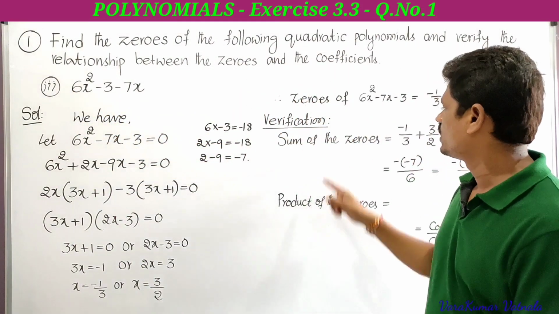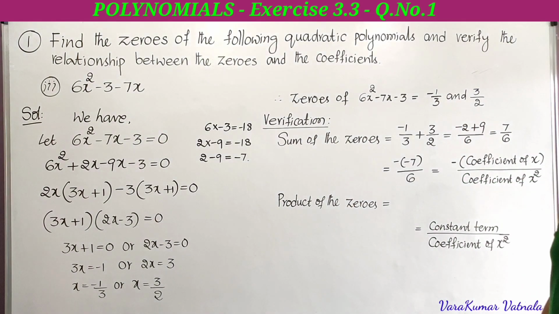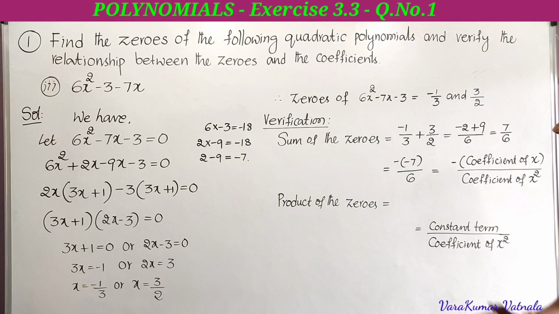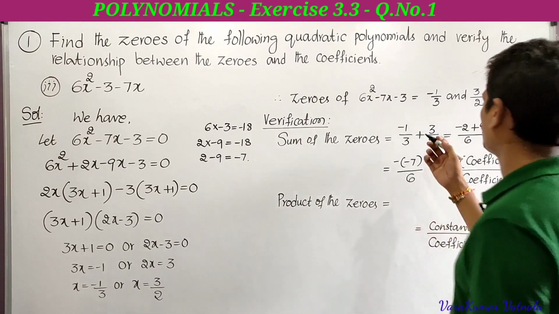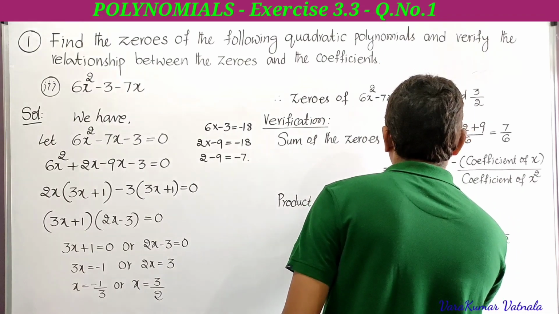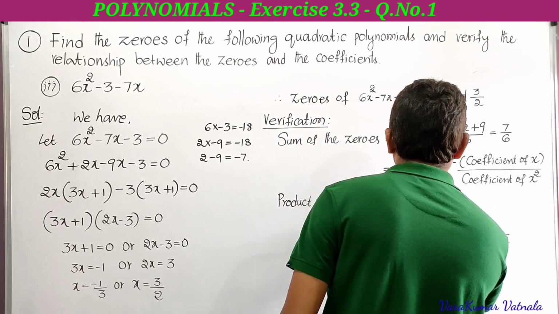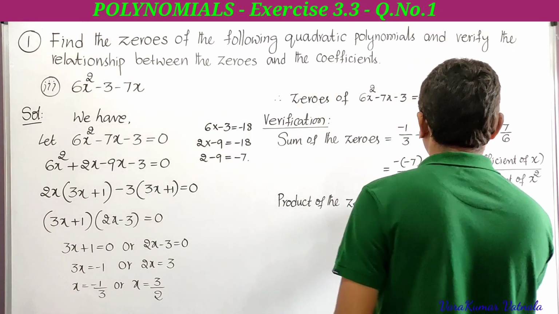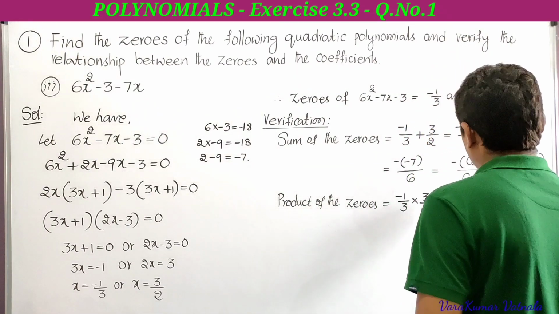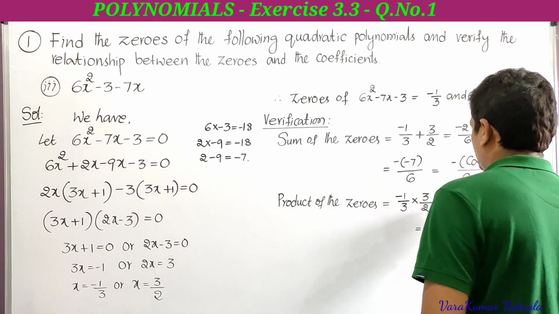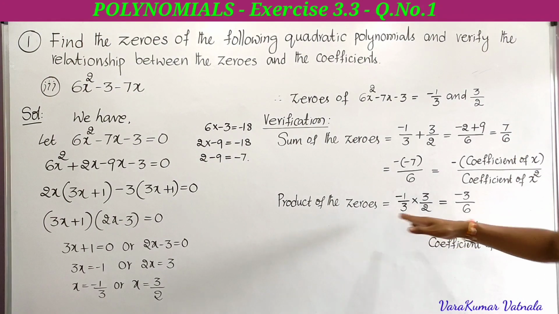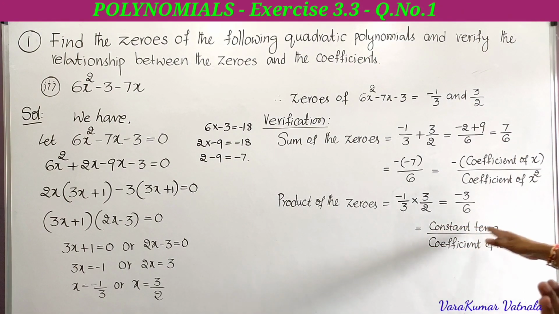Coefficient of x square. So sum of the zeros is equal to minus of coefficient of x divided by coefficient of x square. In the same way, you have to find the product of the zeros. So the product of the zeros is equal to minus 1 by 3 into 3 by 2. So minus 1 into 3 is minus 3, divided by 3 into 2, which is 6. So now here the product of the zeros is the constant term divided by coefficient of x square.